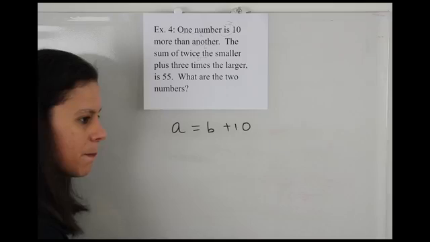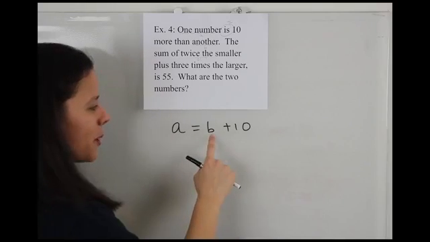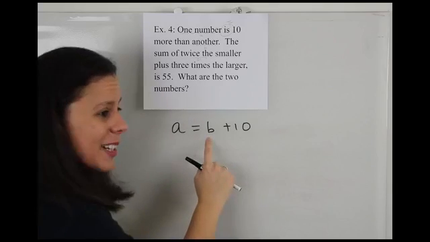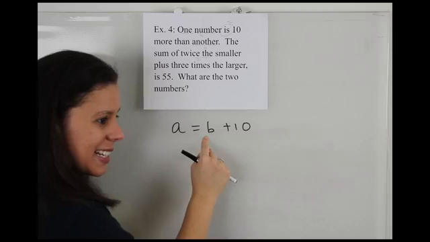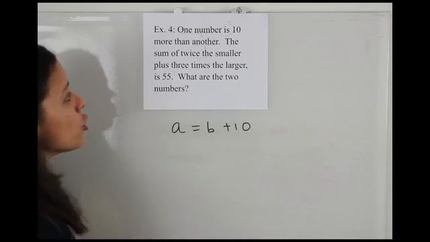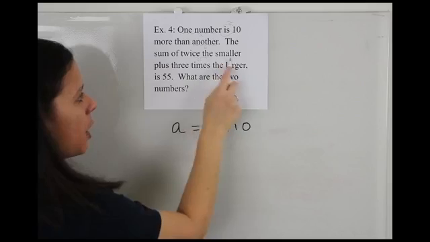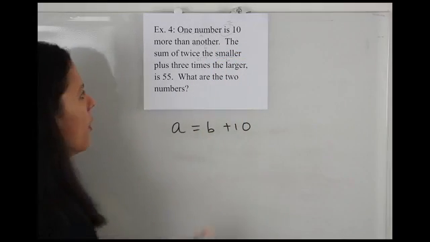We don't know yet. Yeah, we do. Because it doesn't matter what this number is. B is smaller. It doesn't matter what B is, A is always going to be 10 more than B. Right? So twice the smaller number, which is B, we have determined that. All right?